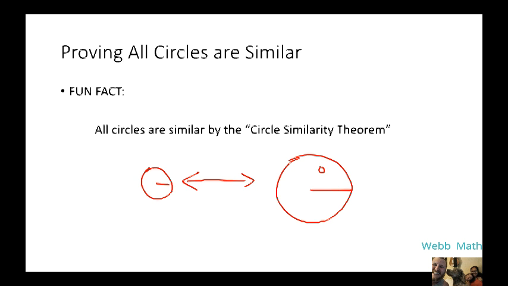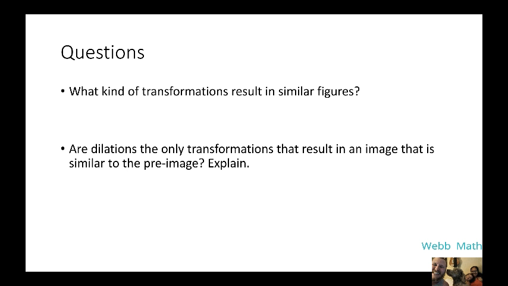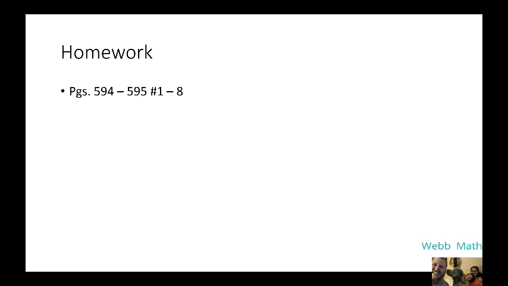Wink, wink. All right, so I'll be right there. Questions. These are the questions I want you to look at and answer and turn it into me on haiku. First one, what kind of transformations result in similar figures? I listed them. Are dilations the only transformations that result in an image that is similar to the pre-image? Explain. Are there any other transformations that can result in similar images? Here's your homework. Best of luck.